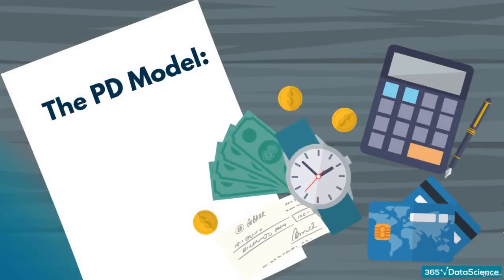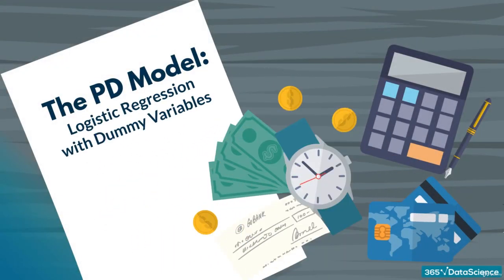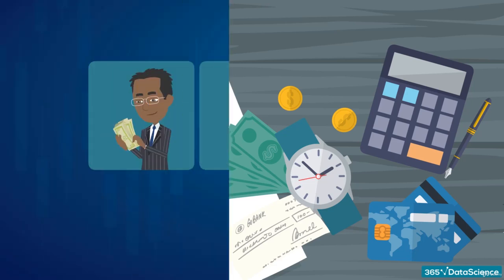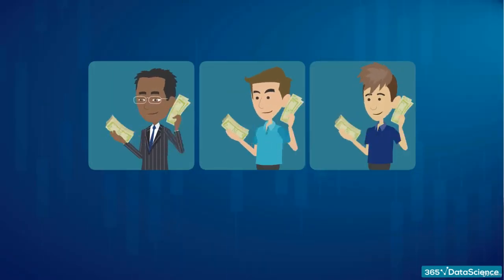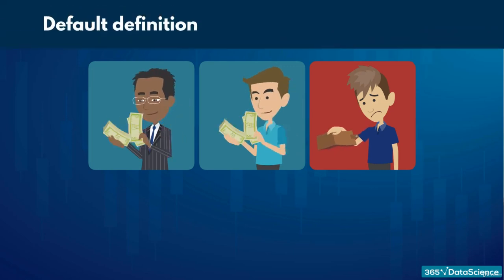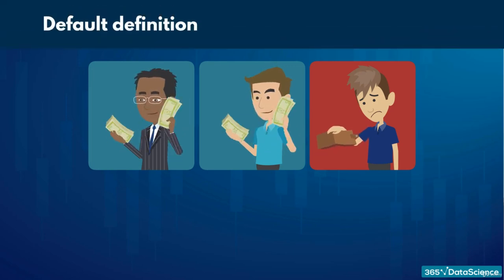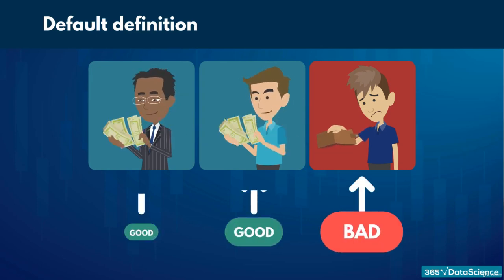In this lecture, we are going to discuss the probability of default model in more detail. Let's get started. In the PD model, we are interested in assessing the probability that a borrower defaults. To do that, we can use the observed borrower defaults. As you can remember, we created a default definition that assigned all borrowers to one of two possible outcomes: default or bad, and non-default or good.